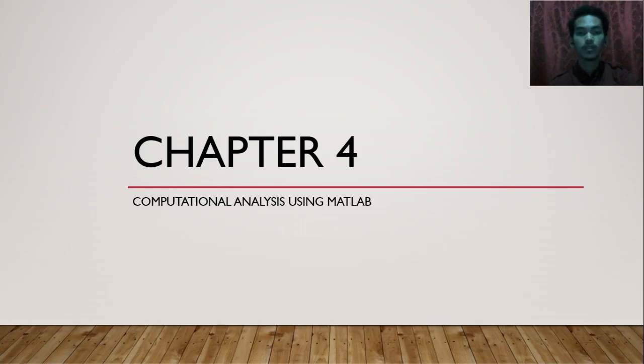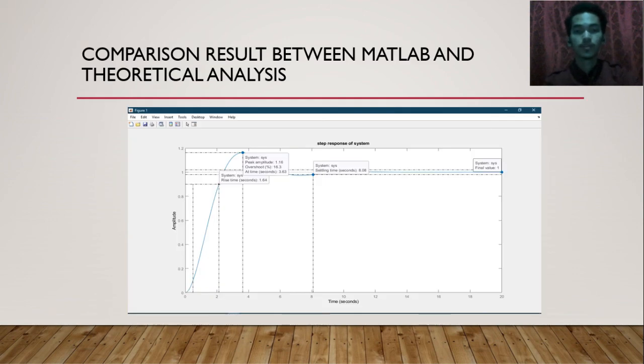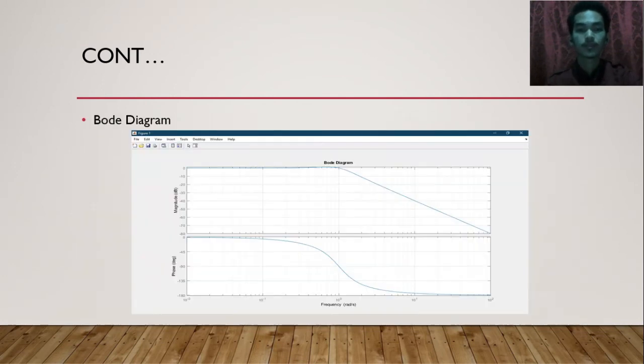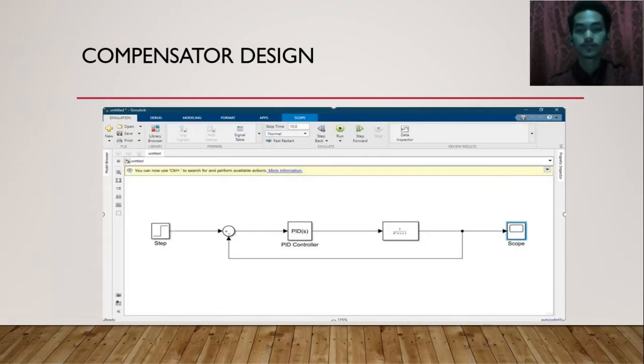Hi, my name is Wan Nasrul Nizam Bin Wan Hussein, and I am going to explain chapter 4, which is about the computational analysis using MATLAB. The graph shown here is obtained from the MATLAB analysis after we key in our transfer function. We compare the MATLAB analysis and the theoretical calculation, and overall the results are almost the same, except for the overshoot percentage, which differs a bit. And here is the block diagram that we obtained from MATLAB.